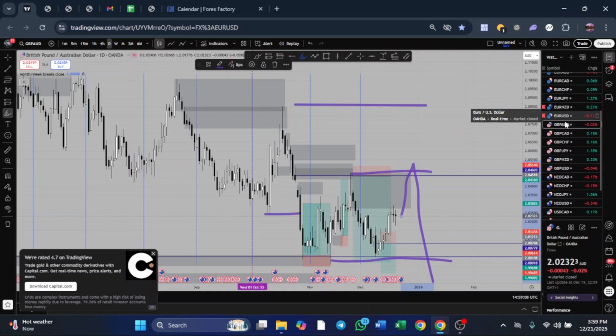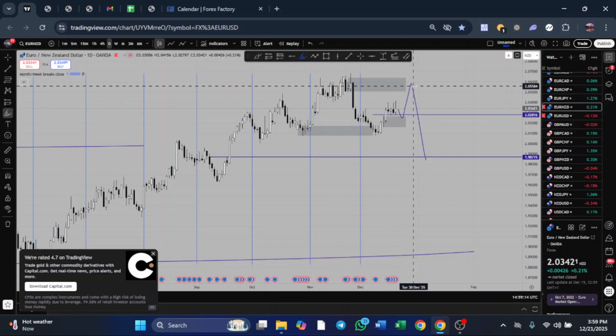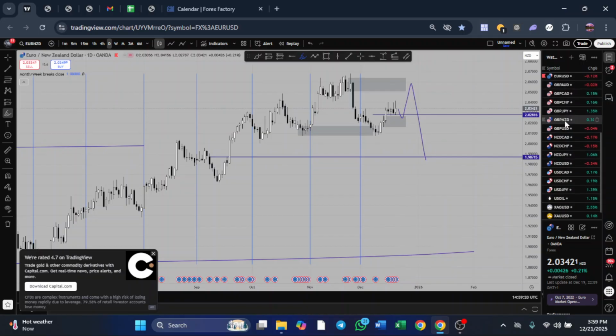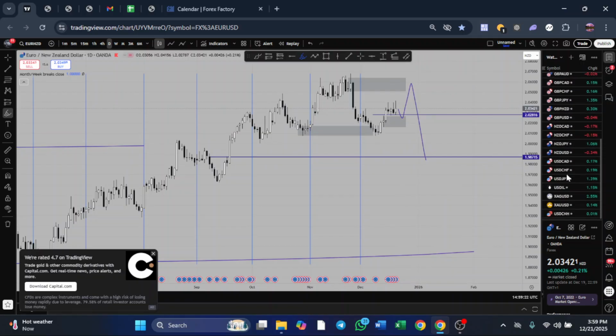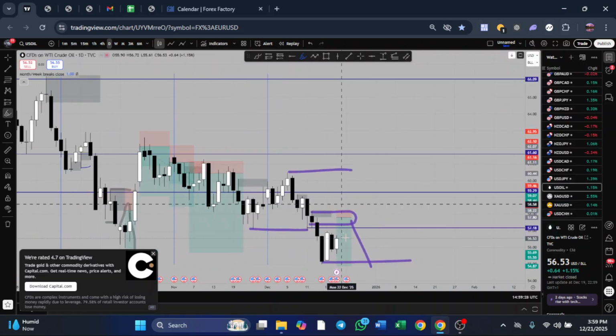And then we have Euro NZD strength. This is what I expect the market to give, and basically that's all. Not too much. I have not much on my list. But then the oil, if you look at this, there is this supply here. I expect price to push back there and drop.